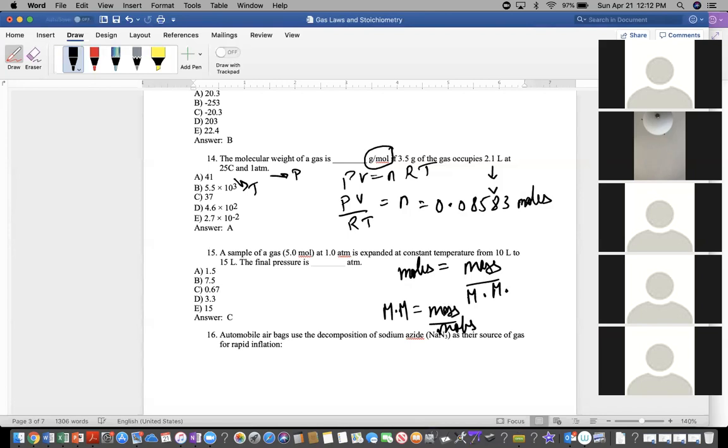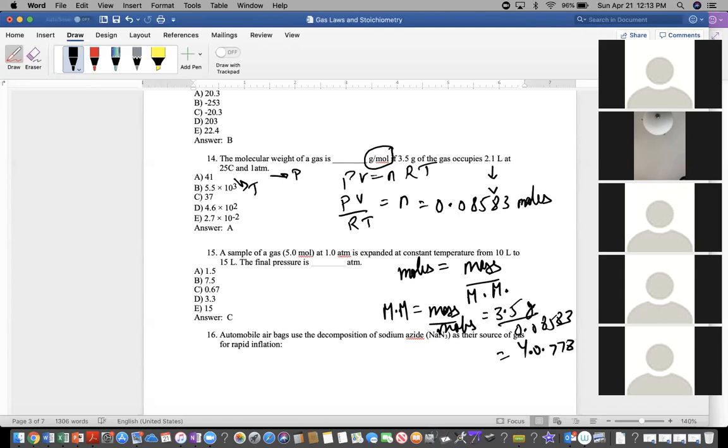So you take the mass, which is 3.5 grams, and divide by the moles that you got, 0.08583 moles. When you divide this, you should get the answer, and I think the answer says 41. So 3.5 divided by 0.08583 is around 41. The answer is 40.778, and that will round off. Based on 2 sig figs, you see there are only 2 sig figs in the question, so this would be 41.